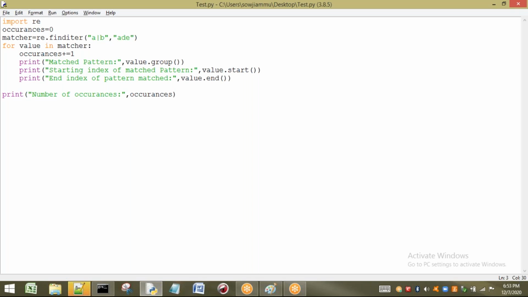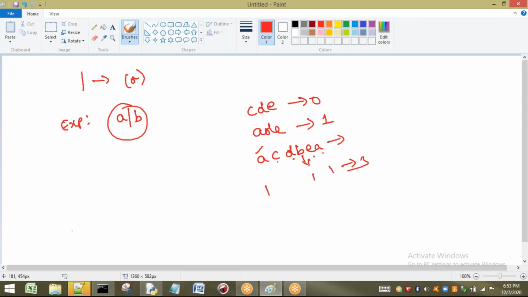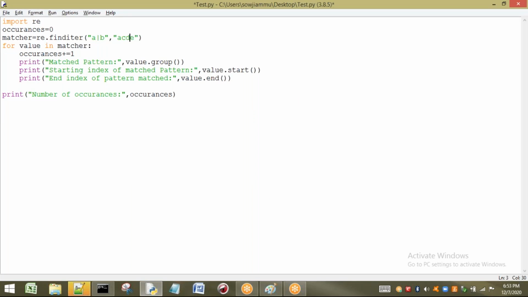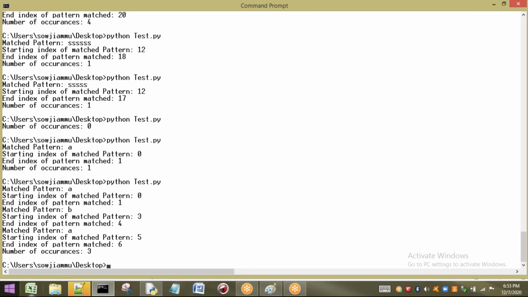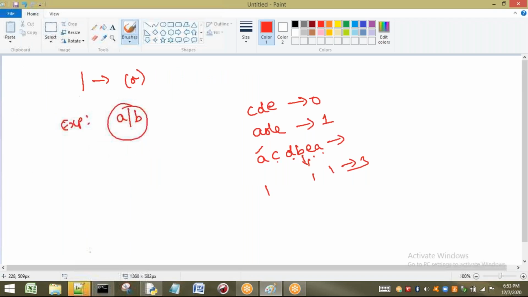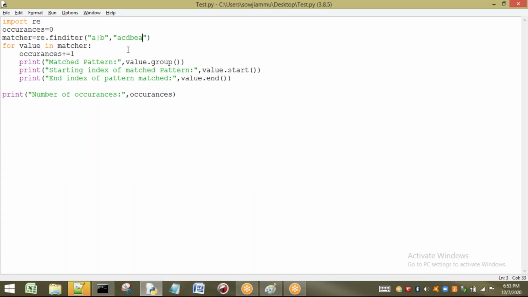Next case, I will write both the concepts, that is A and B. Same example, I will write A C D B E A. Now observe how many occurrences are there. Check once. I will execute here. So 3 are there. What are those 3? See, A is 1, C not matches, D not matches, B is 2 and 3.